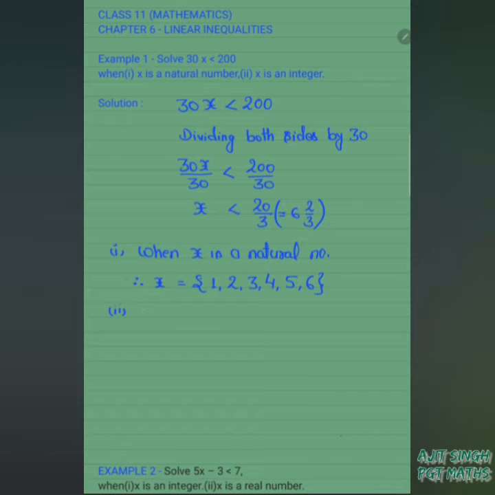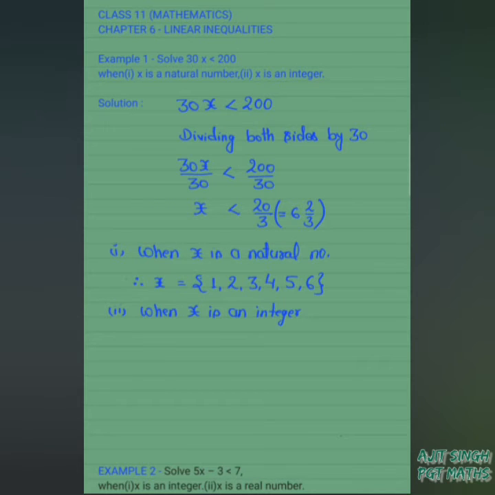Now the second condition is when x is an integer. Now what is an integer? The integers are the negative numbers, positive numbers and including 0, that is the natural numbers and negative natural numbers including 0. Minus infinity to plus infinity, the integers lie between minus infinity and plus infinity. The integers we represent on the number line.